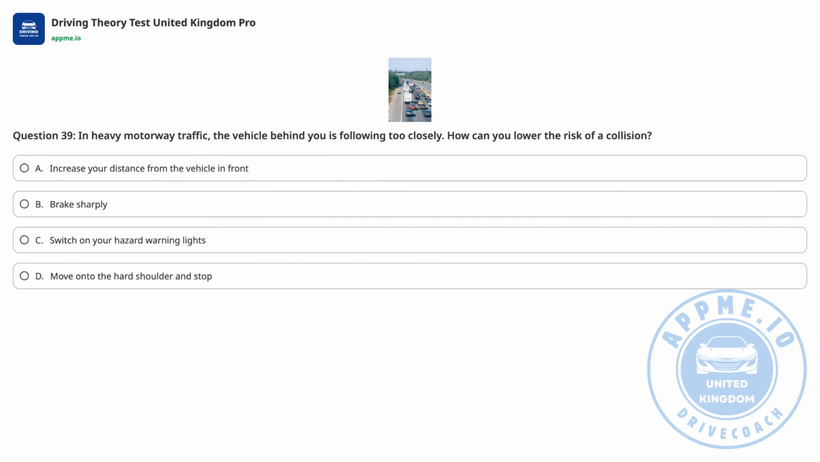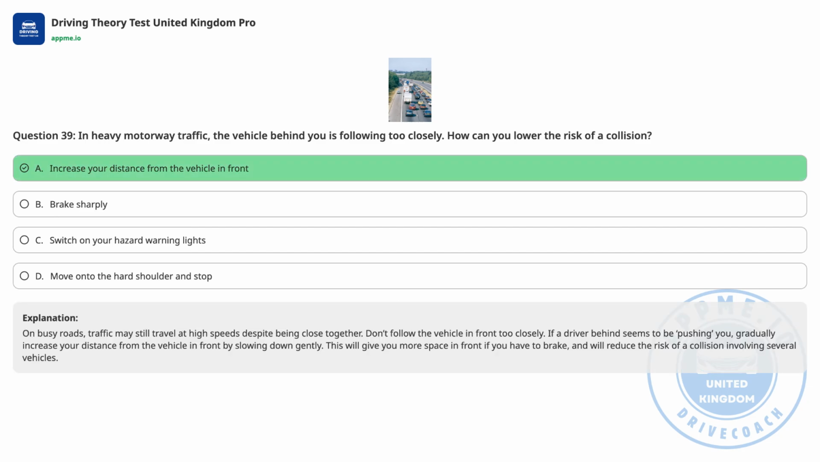Question 39. In heavy motorway traffic, the vehicle behind you is following too closely. How can you lower the risk of a collision? A. Increase your distance from the vehicle in front. B. Brake sharply. C. Switch on your hazard warning lights. D. Move onto the hard shoulder and stop. The correct answer is A.